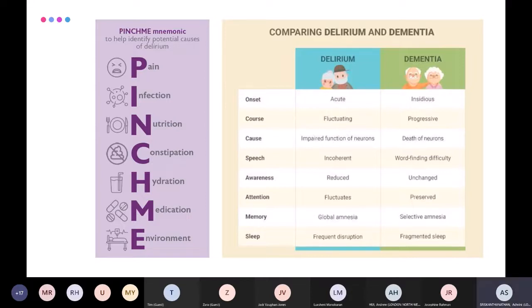And then got this nice little table here, just comparing delirium and dementia. And the key bit here that you should know is that delirium is acute and it's fluctuating, whereas dementia is insidious, it's a slow onset and it's progressive. And delirium is reversible.